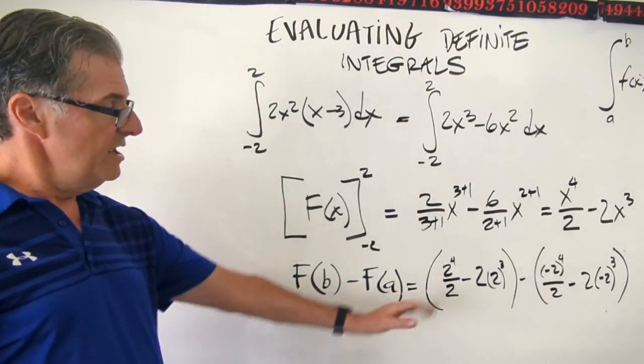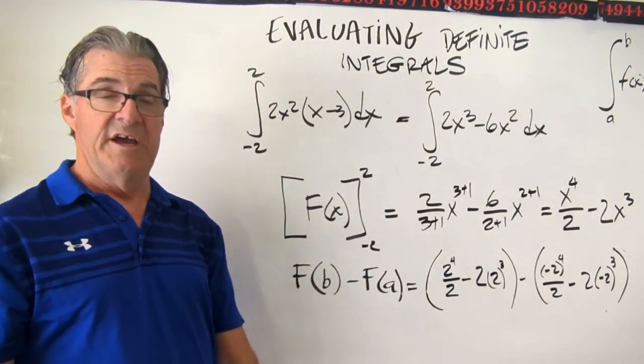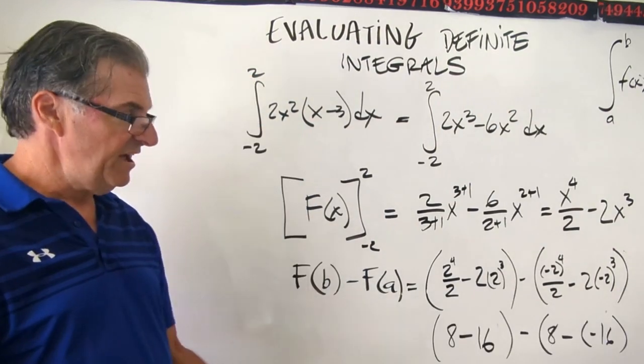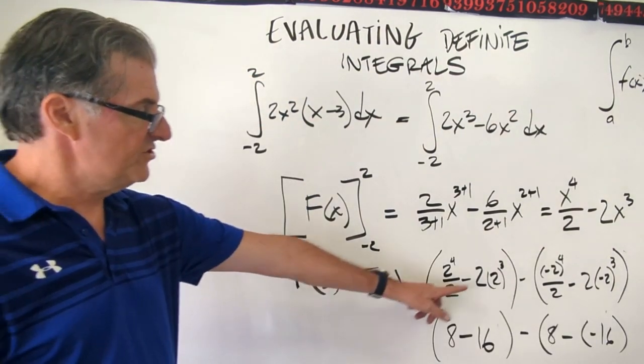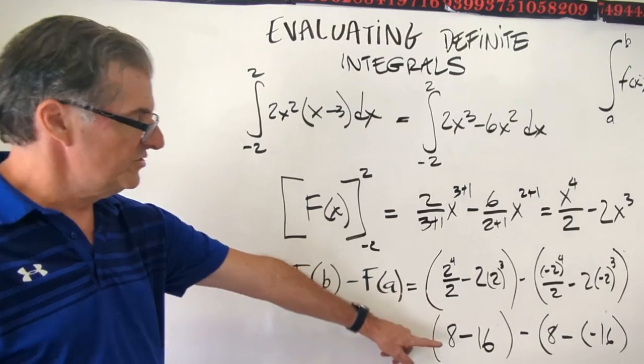So go ahead, take this all the way through. Your answer is going to be one number. Okay, let's see how you did. These two reduce down. 2 to the 4 over 2 is 8.